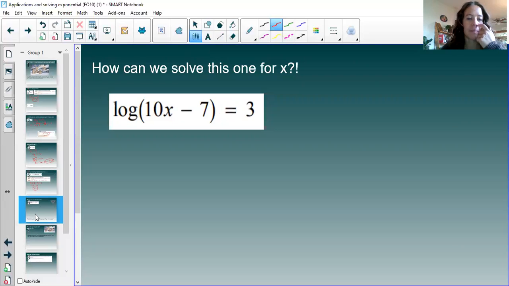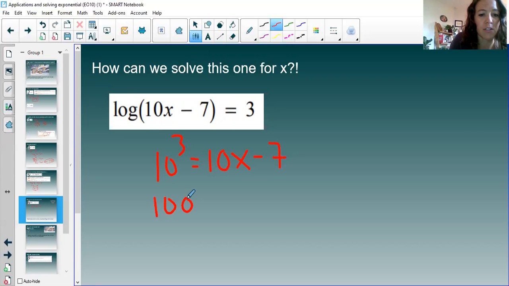What about this one? This time there's no log on this side, so we can't just set things equal to each other. But we can use our properties of logs, and we can use our exponentials. Remember when there isn't a base written, it's really base 10. So this is saying 10 to the third power is going to equal 10x minus 7. Well, we know what 10 to the third power is. It's just 1 with 3 zeros, which is equal to 10x minus 7.